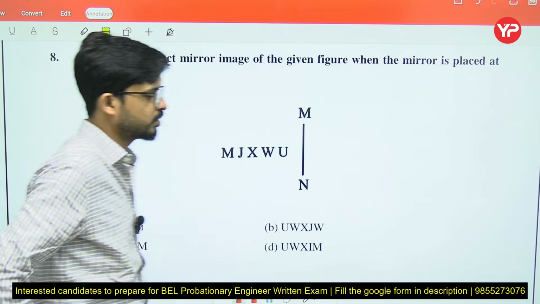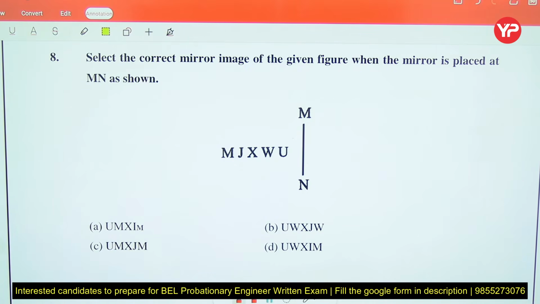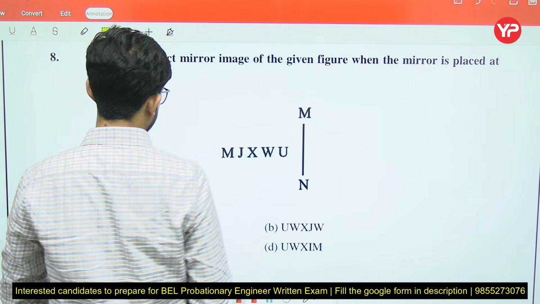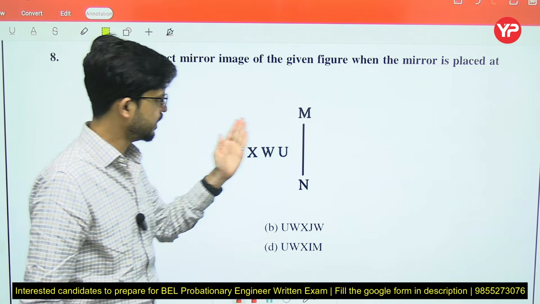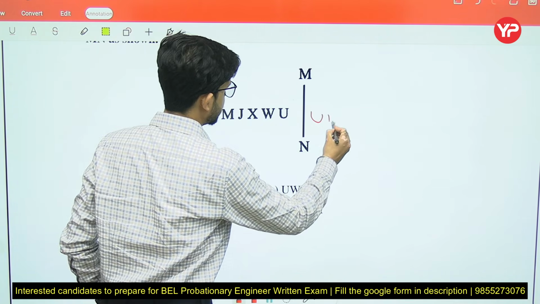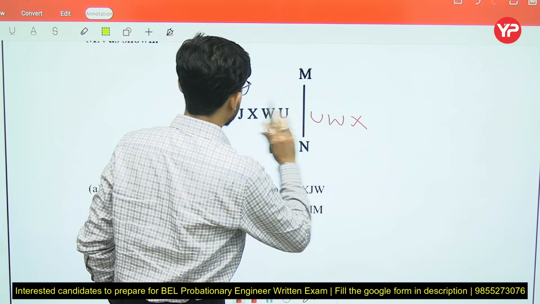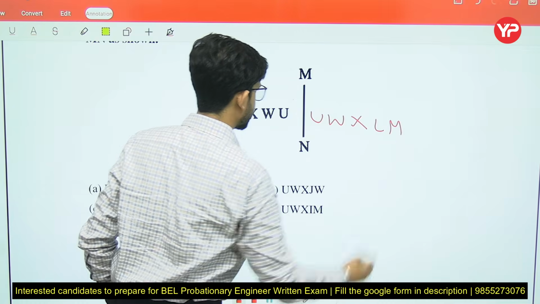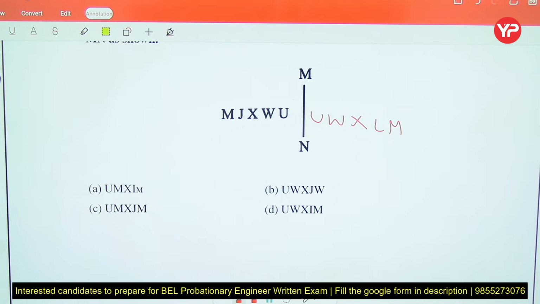Next question is related to the mirror image. So select the correct mirror image in given figure. We know that for the mirror image, we have to just rotate this. Okay? How to rotate this? Like this. So if I rotate this, U will be as it is, W as it is, X as it is. But when I rotate J, J will be this one and M will also be the same. So where can I get this: U, W.